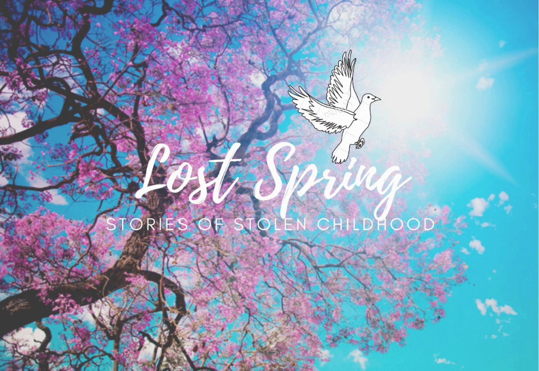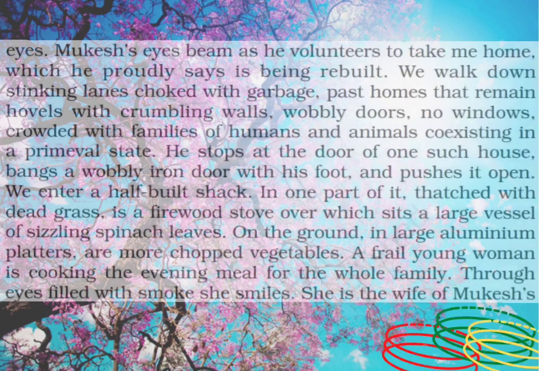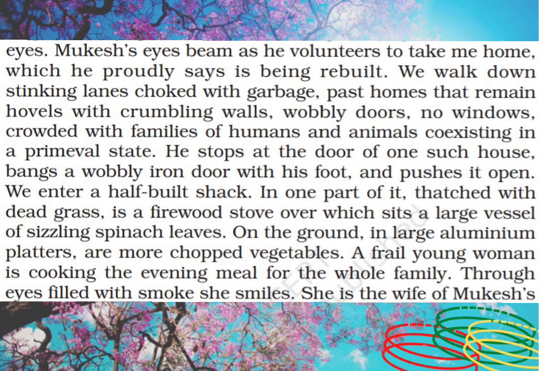The author Anis Jung visits Mukesh's house. Mukesh's eyes shine as he volunteers to take the writer to his home. It's a great privilege for him. He is very proud to say that his house is being rebuilt. His house is built in a slum area. They walk down the stinking lanes choked with garbage. The houses there are hovels with crumbling walls, wobbly doors, and no windows.